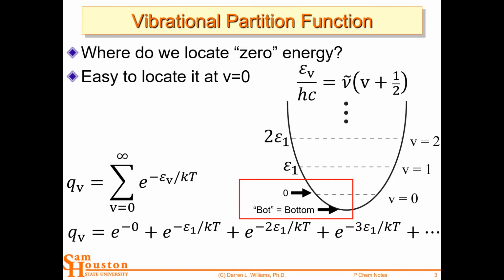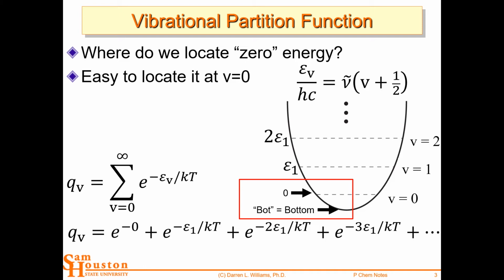Okay. But the main thing is, where do you put 0? Because that's going to change how many energy levels are populated, right? For the most part, we just set it at v equals 0. But occasionally, there are rare cases where you need to set it at the minimum of the potential surface. The partition function is just the sum of the Boltzmann factors for the populations of all those levels.